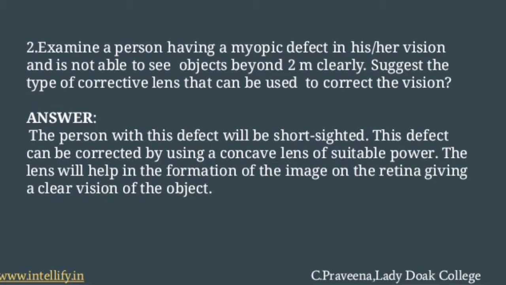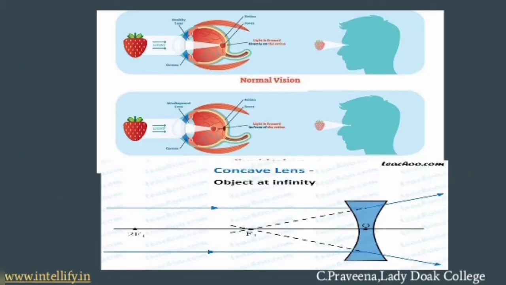This defect can be corrected by using a concave lens of suitable power. This lens will help in the formation of the image on the retina, giving a clear vision of the object. A concave lens possesses at least one surface that curves inwards. You can refer to this image. It is a diverging lens, which means it spreads out light rays that have refracted through it.